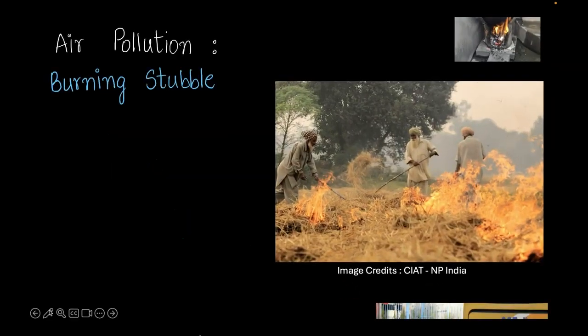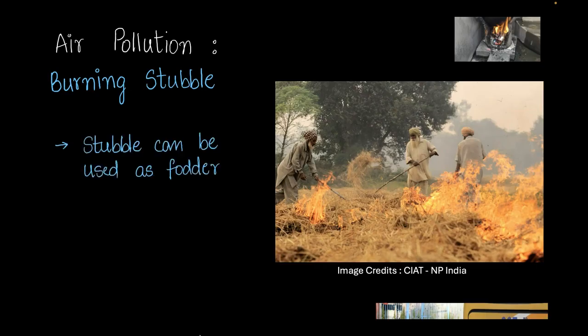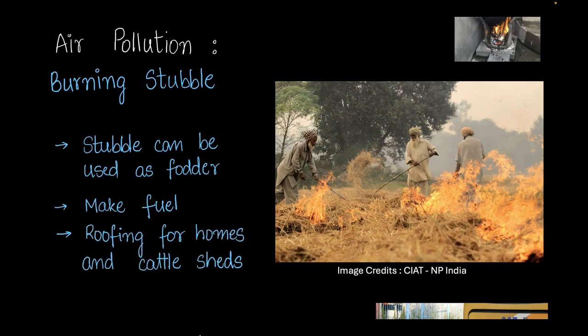In this picture, we see farmers burning stubble. While this could be a quick way to get rid of stubble, burning stubble isn't good for the farm, nor is it good for those around. So what should we do with stubble? Stubble could be used as fodder for animals. Stubble could be used to make biofuels, manure, biogas. Stubble could also be used to make roofing for homes and cattle sheds.